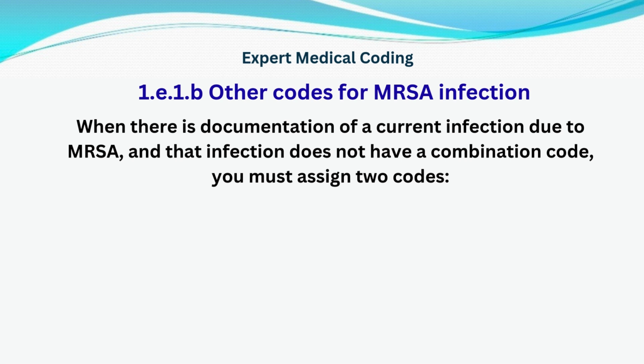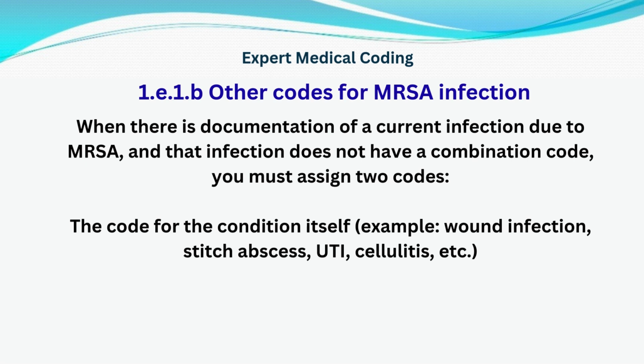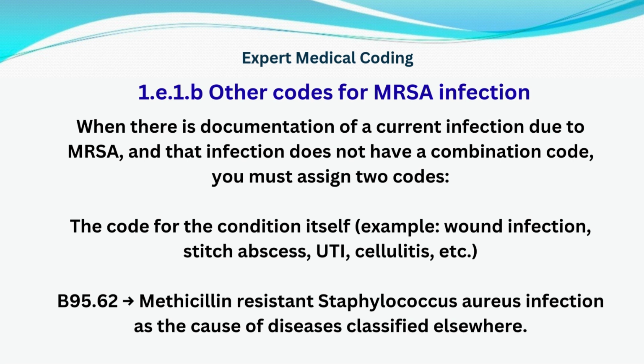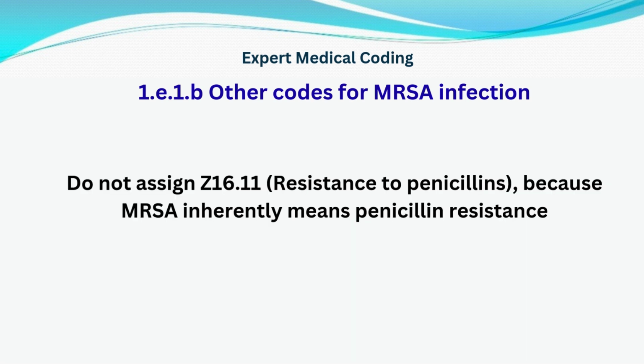So let's break this guideline. When there is documentation of a current infection due to MRSA and that infection does not have a combination code, you must assign two codes. The code for the condition itself, example wound infection, stitch abscess, UTI, cellulitis, etc. And along with that, you also have to code B95.62 MRSA as the cause of disease classified elsewhere. So do not assign Z16.11 resistant to penicillins because MRSA inherently means penicillin resistance.